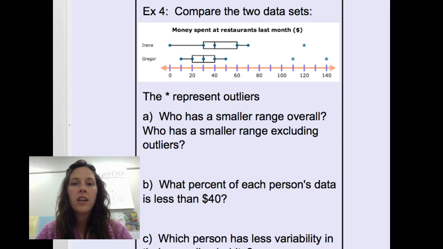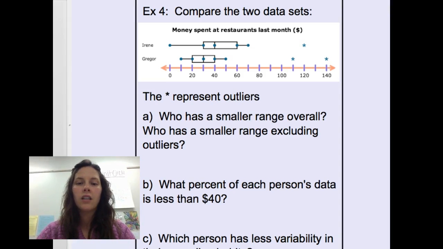Now we're going to look a little bit more in depth at comparing two box plots. So we've got Irene and Gregor spending money at different restaurants last month. And again, as I mentioned before, those little asterisks or the stars represent outliers. So our first question is, who has a smaller range overall? When we're talking overall, we have to include those outliers.